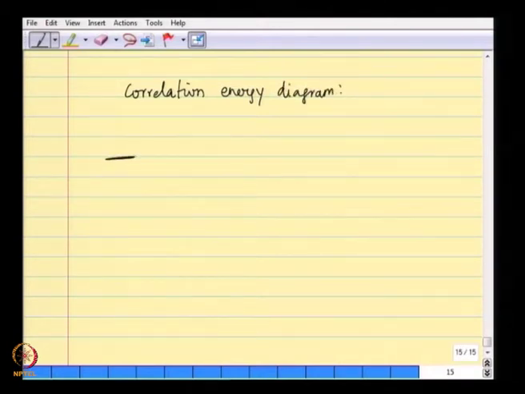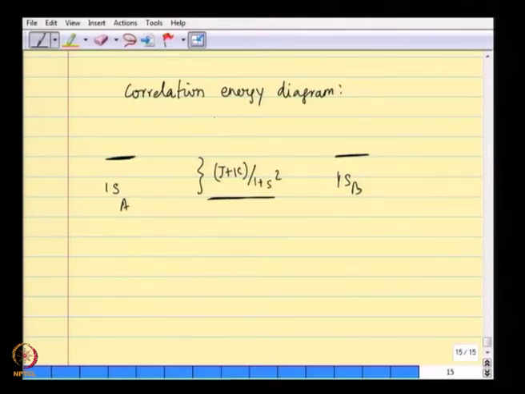Namely, if we start with the two 1s states for nucleus A and nucleus B, the symmetric combination gives rise to an energy which is, let me put it in such a way that I should be able to draw that within this screen. So, the symmetric combination, this difference in our calculation, is (J plus K) by (1 plus S squared), and the other state is (J minus K) by (1 minus S squared).